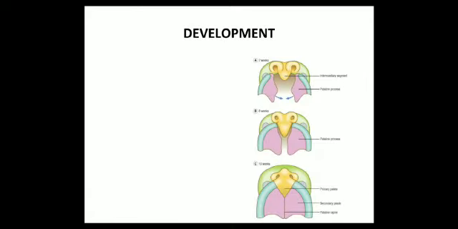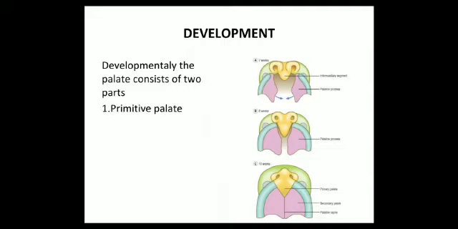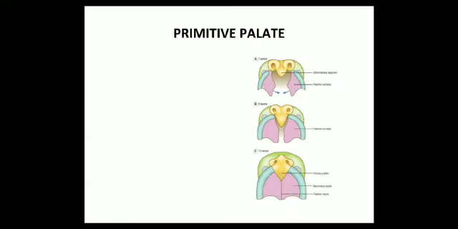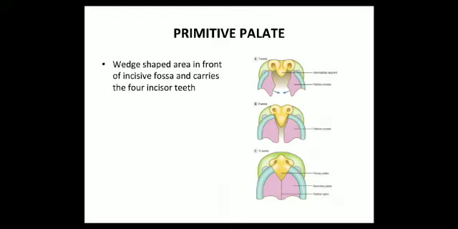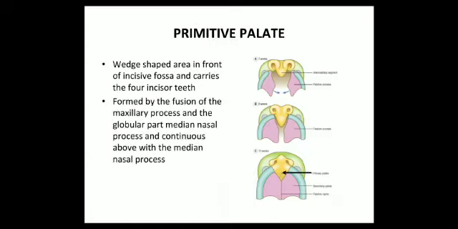So, now the development of the palate. It consists of two parts developmentally. One is the primitive palate, another one is the permanent palate. The primitive palate is a wedge-shaped area in front of the incisive fossa and carries the 4 incisor teeth. It is formed by the fusion of the maxillary process and the globular part of the medial nasal process and continues above with the median nasal process.